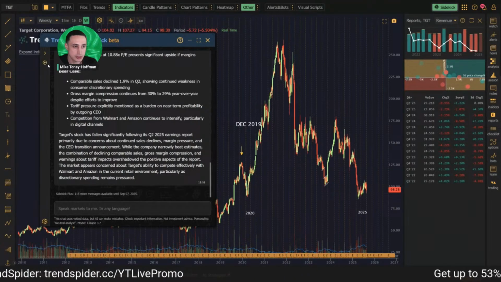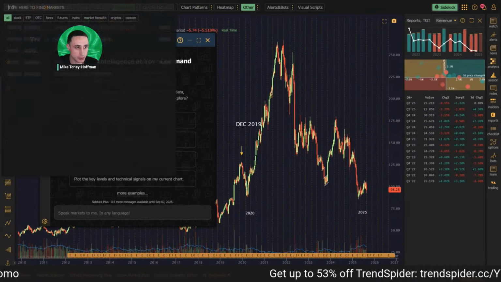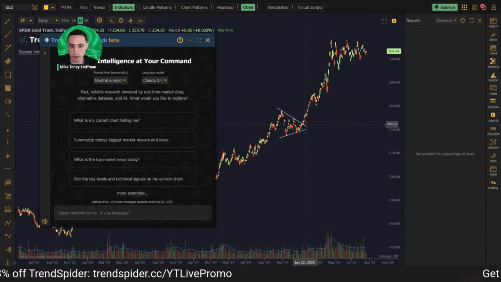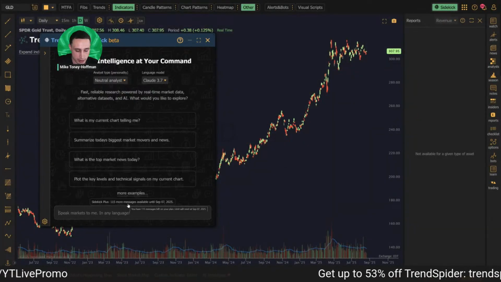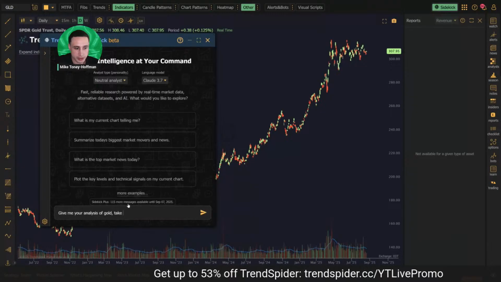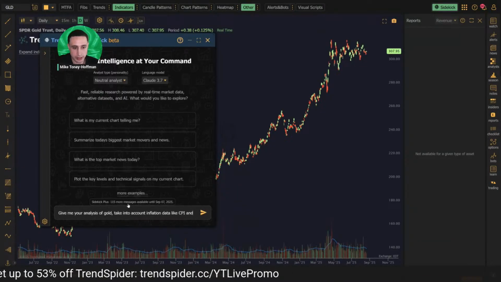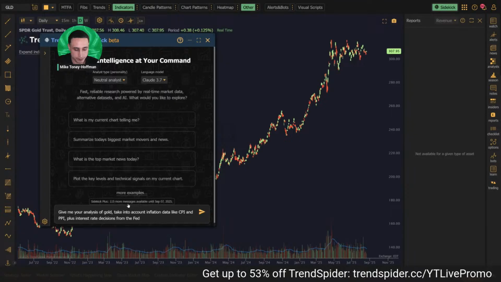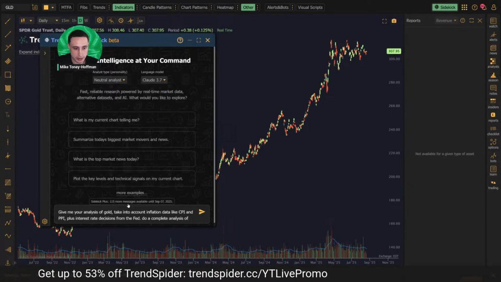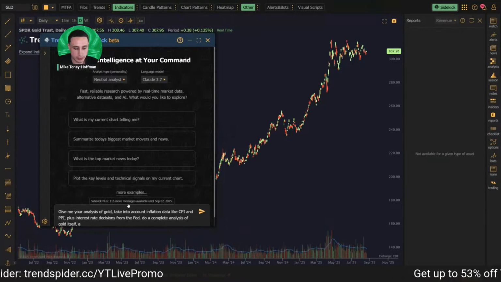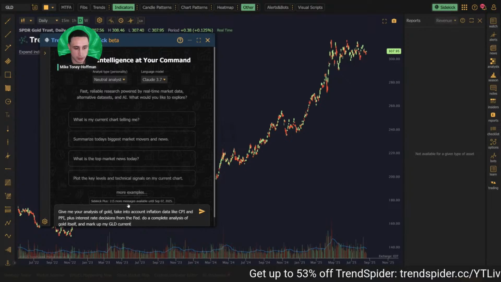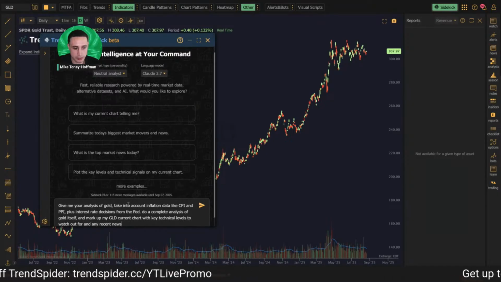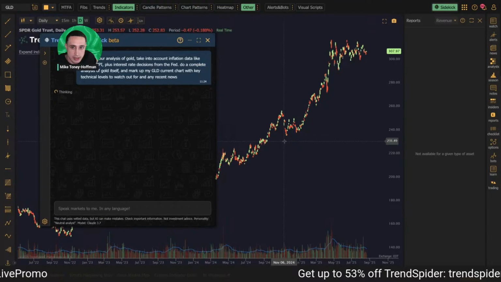Gold, long or short? Everyone's looking at gold. Let's ask TrendSpider AI. Let's pull up my GLD chart right now, and I'm going to remove all these lines real quick. And I'm going to say, give me your analysis of gold. Take into account inflation data like CPI and PPI plus interest rate decisions from the Fed. Do a complete analysis of gold itself and mark up my GLD current chart with key technical levels to watch out for and any recent news. Let's go ahead and see what Sidekick has to say.